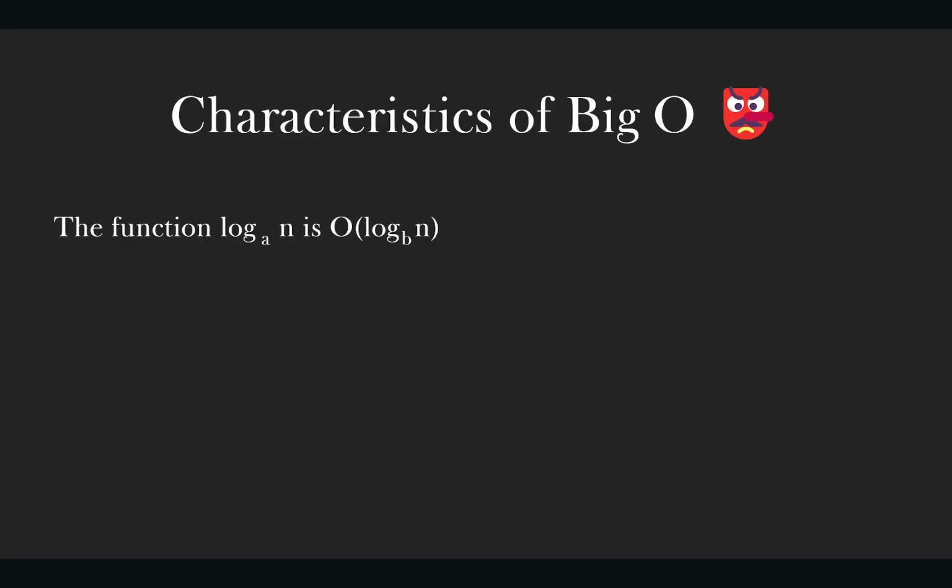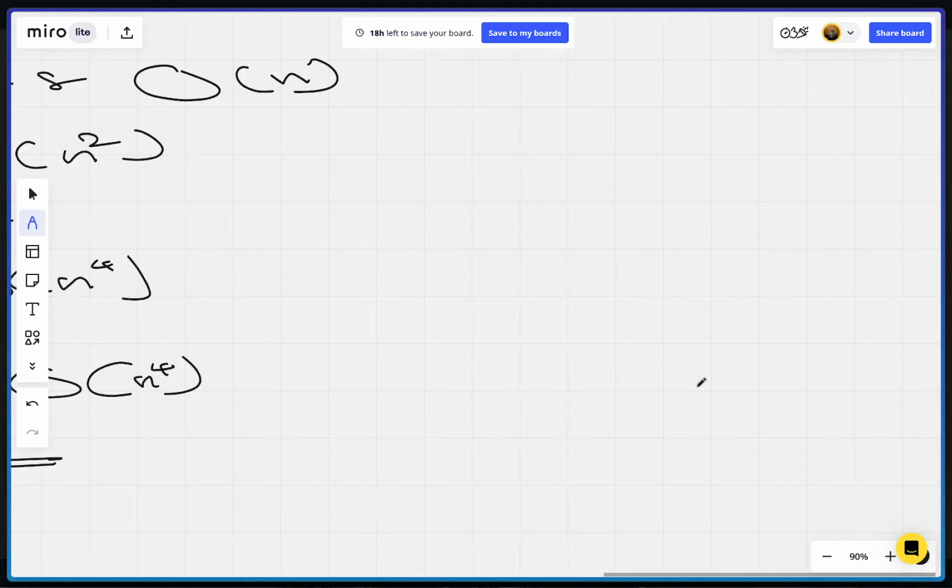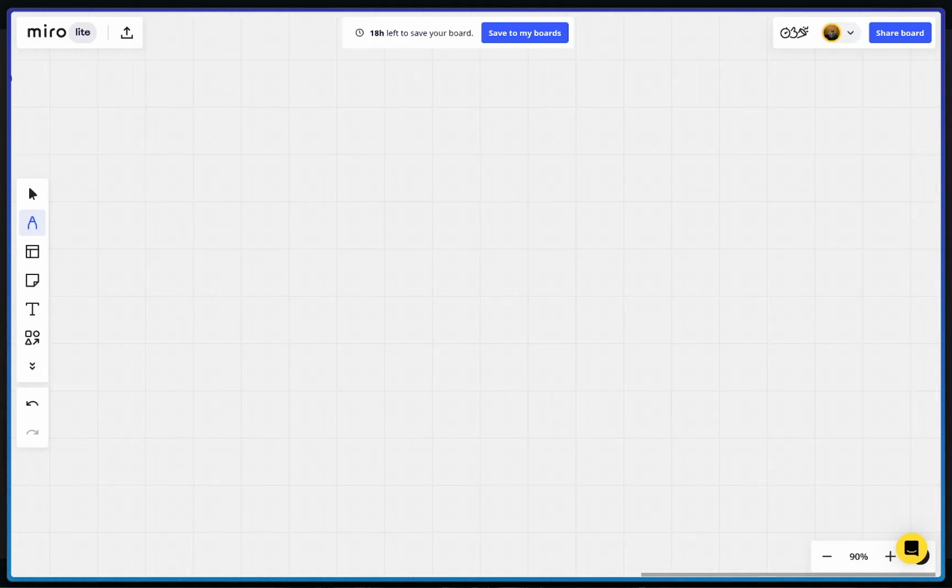So then there's this last one. What it says is that the function log base a of n is O of log base b of n. Let's see what that means. Let's say there is a function f(n) that is equal to log base a of n.